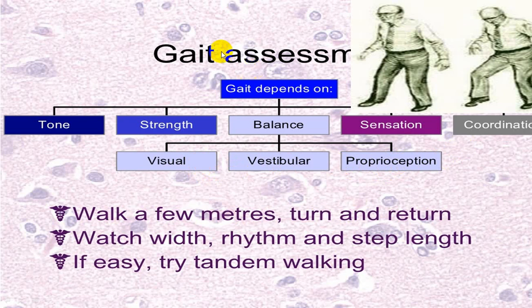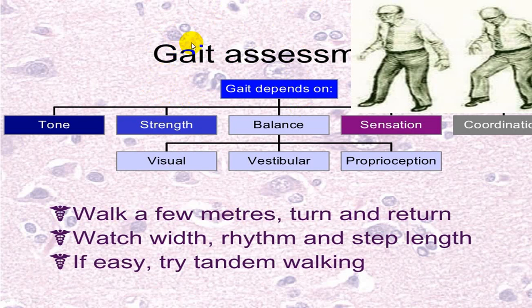So gait will be altered if tone is changed, either hypo- or hypertonia. If the muscle strength is reduced, as in a lower motor neuron lesion, we call it a hypotonic muscle. And if the muscles have reduced power, and there is no sensory input to the cerebellum or cerebral cortex, the person will also have imbalance and gait will be disturbed. So there are a lot of factors which take part in gait, and all these factors will alter the gait.